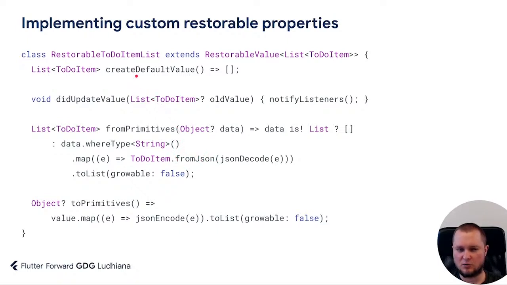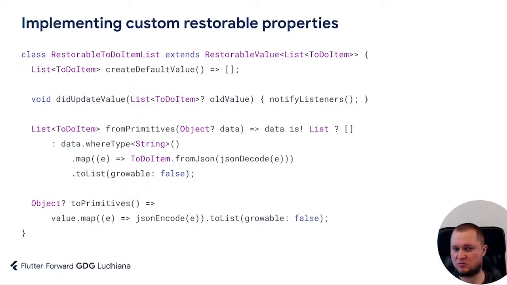Now, there are also two more methods. Create default value, as the name suggests, returns the default value when there is no restoration data. For example, when user enters the screen first time. Did update value may not be obvious. Here I am just unconditionally notifying the listener, so I am, let's say, accepting this value.